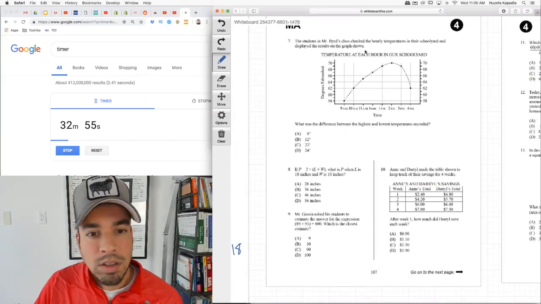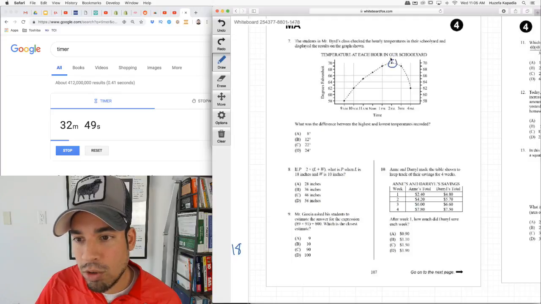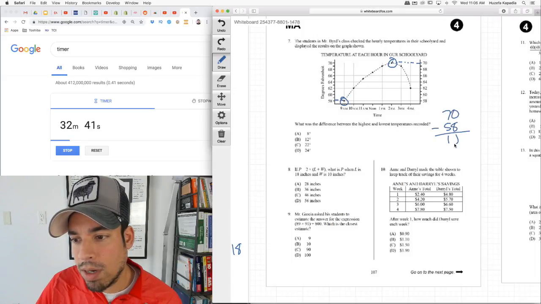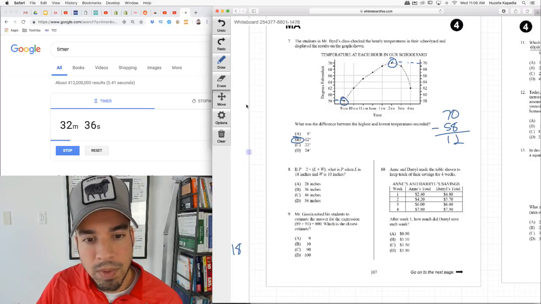The students in Mr. Bird's class check the hourly temperatures of the school year, and display the results in the graph. What is the difference between the highest and the lowest temperatures recorded? Here's the highest, which looks like about 70. And here's the lowest, which is about 58. So 70 minus 58 is 12. Okay, next.